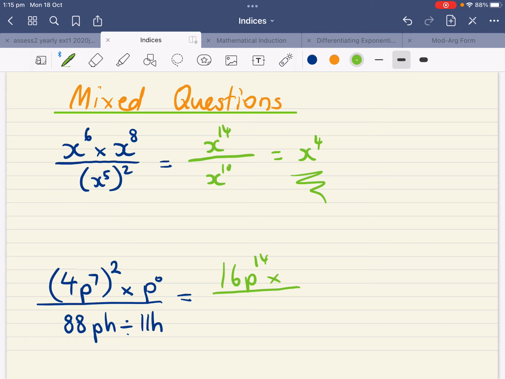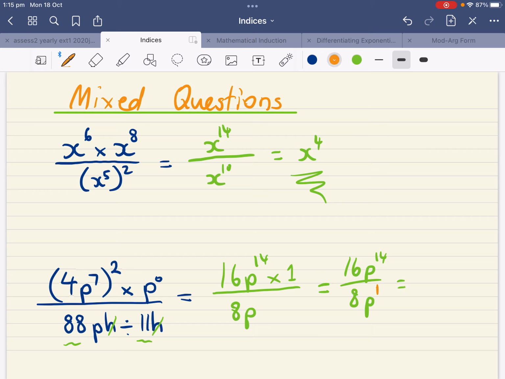And it's been times by p to the 0. Well, that's index law number 4. That just becomes a 1. And then the whole thing has been divided by, okay, look on the bottom, we have 88 divided by 11. That gives you 8. There's a p there. h divided by h, they will cancel. So you're just left with an 8p on the bottom. 16 times 1 is still just 16. So I'll leave that there.